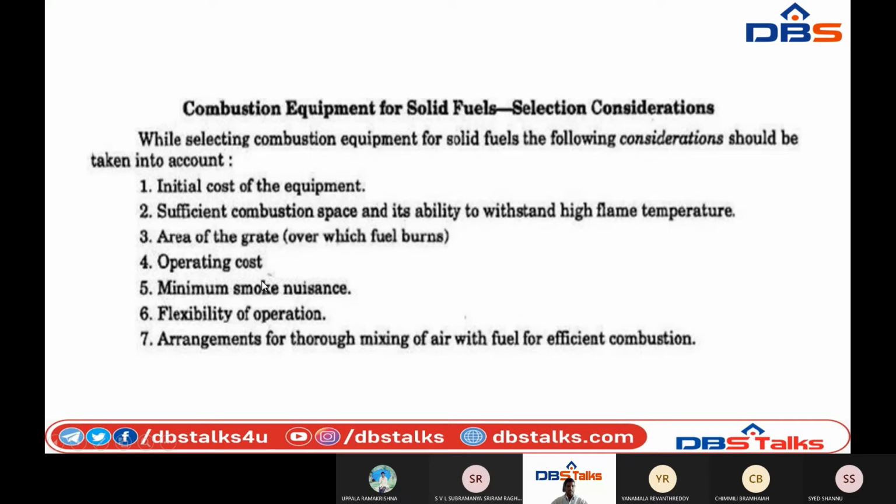Operating cost should be less. Maximum smoke nuisance is comparatively less while we are selecting combustion equipment. Flexibility of operation. Okay, other noises and nuisance are avoided. It can be selected for good combustion equipment. It arranges for thorough mixing of air with fuel for sufficient or efficient combustion. Okay, these are the considerations while we are selecting combustion equipment for solid fuel. Solid fuel in terms of coal, coke, bituminous coals or peats, etc.